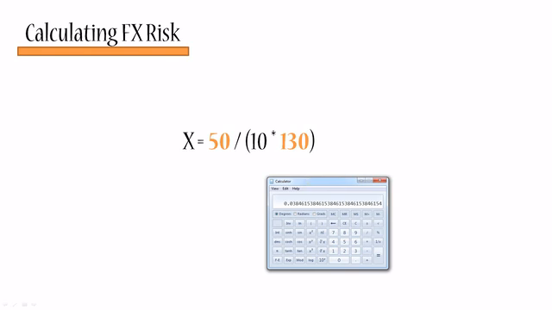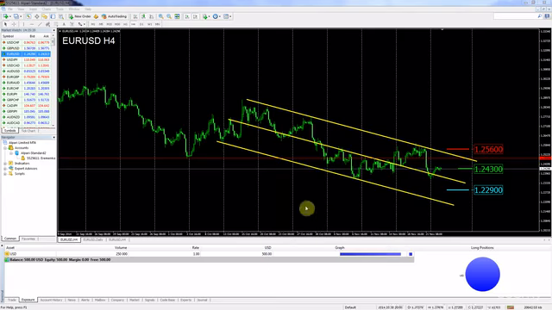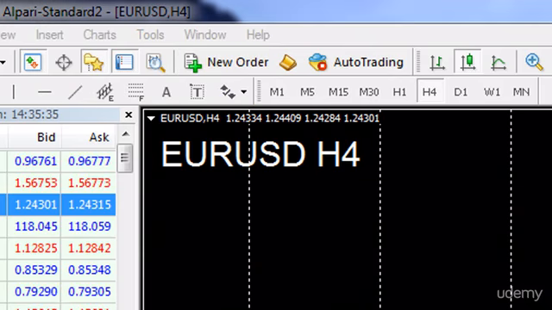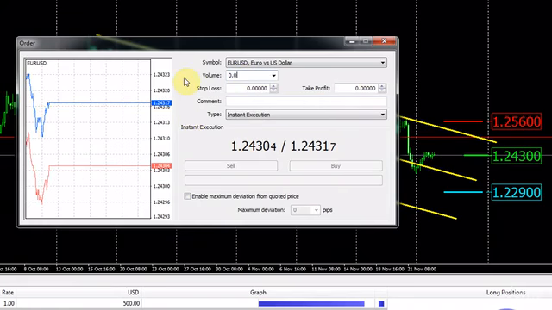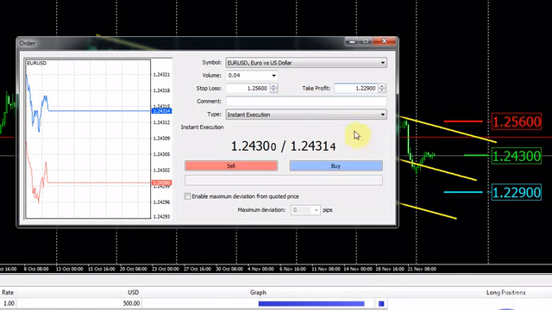So I'll just type that in here. Equals 0.04 lots. Perfect. Now we can go ahead and conduct this trade. Now we're going to click this new order button up at the top here. And in these boxes, we're going to specify all of our parameters. So it's 0.04 lots. Stop loss, we're setting at 1.25600. Take profit, we're setting at 1.22900. That's the blue price over there.